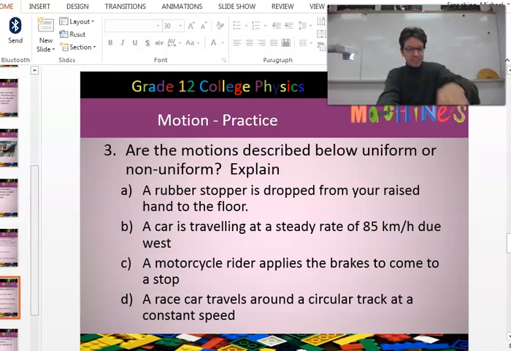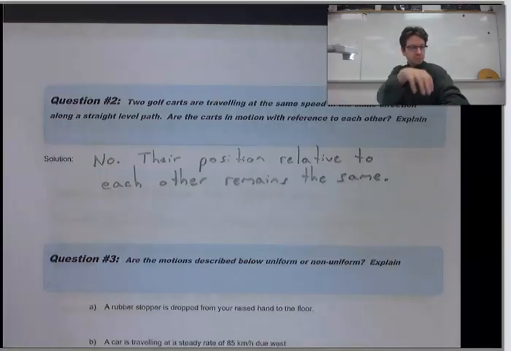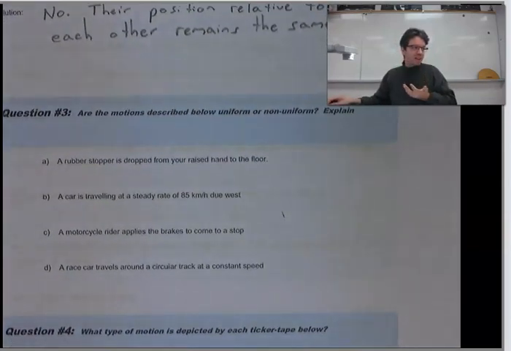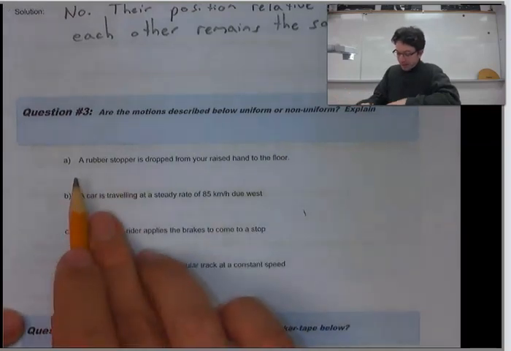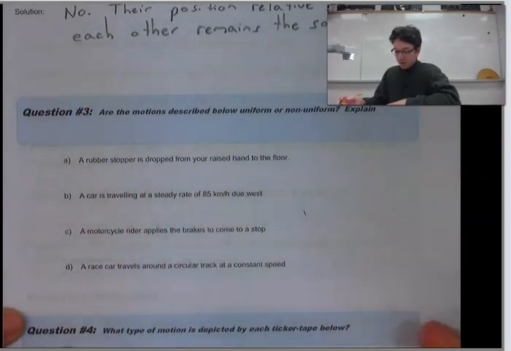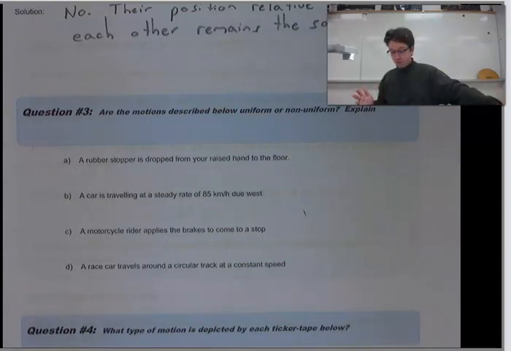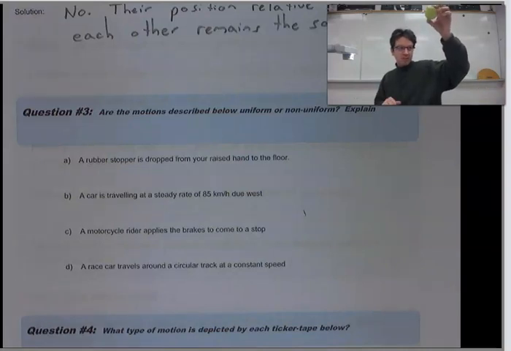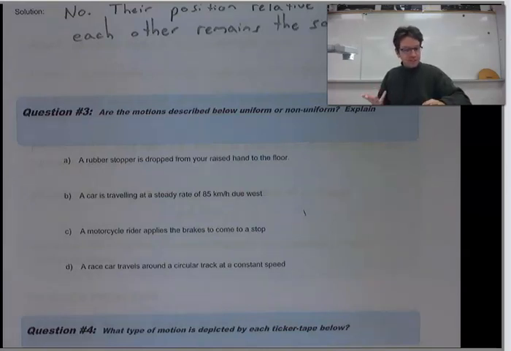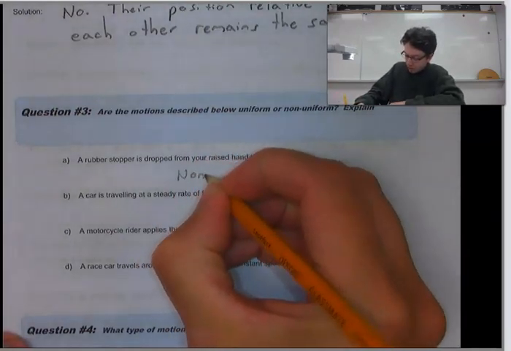Okay, so let's go over a couple examples. These are on our handout as well. We're just going to look at whether or not they're uniform or non-uniform. I'll go over the first one with you, and then I'll let you look at the other ones. Part A says a rubber stopper is dropped from your raised hand. So I'll take a ball. It's dropped from your raised hand to the floor. Is that uniform or non-uniform motion? Well, we talked a little bit about how gravity causes objects to accelerate. So it gets faster and faster as it falls. If it's getting faster and faster, its speed is changing. So that would be non-uniform motion.